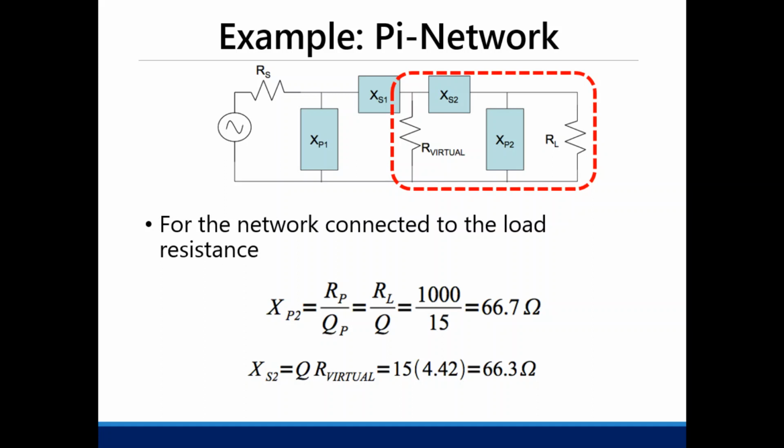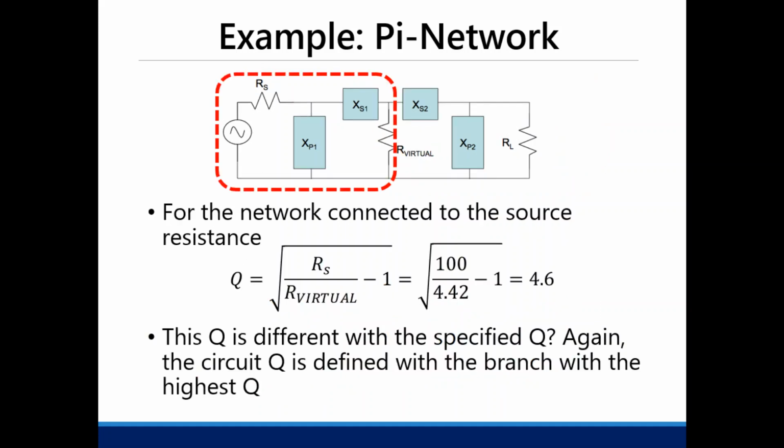So for the network connected to the load, it's still the same calculation. You need to get the parallel reactance and the series reactance. So you get these two values right here. And for your source network, first you need to get the Q of this part of the network, and you'll get 4.6. Wait, this Q is different from the specified Q.